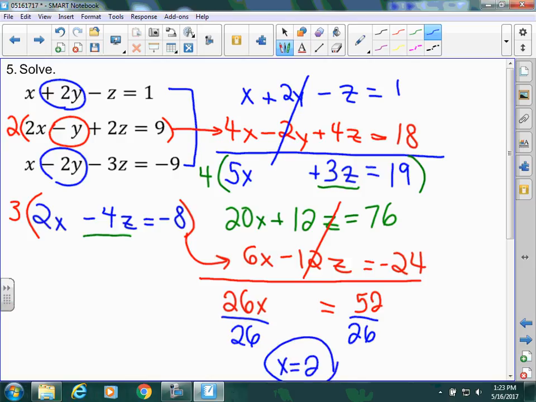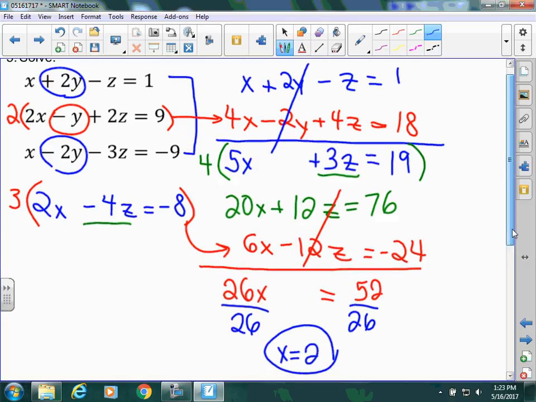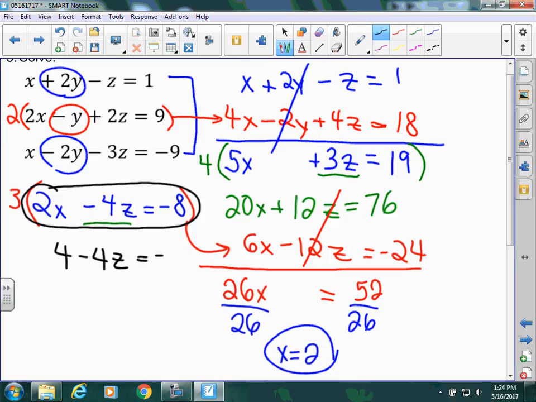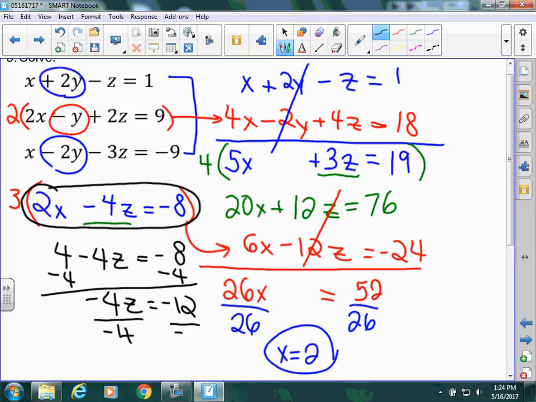Once you get the first thing, the rest of them fall pretty quickly. So x is equal to 2. Let me go over, I'm going to use this right here in the black. 2 times x is 4, right? Because x is 2. Minus 4z is equal to minus 8. I'll subtract 4 from both sides. And I'll get minus 4z is equal to minus 12. Divide by minus 4. It doesn't look like a 4, but there we go. z is equal to 3. So that didn't take long for z.